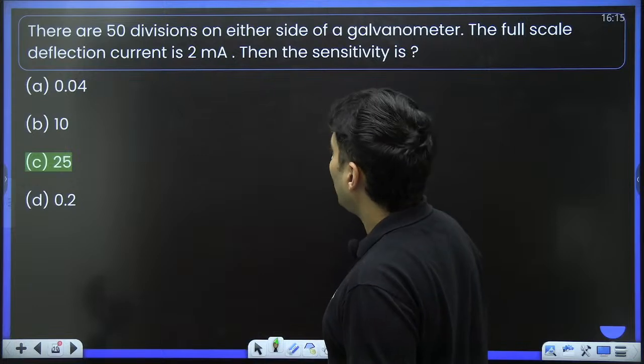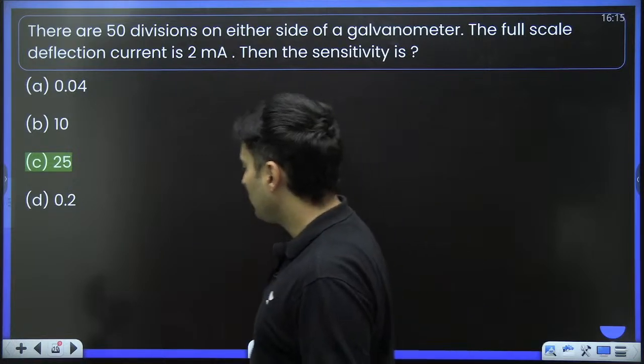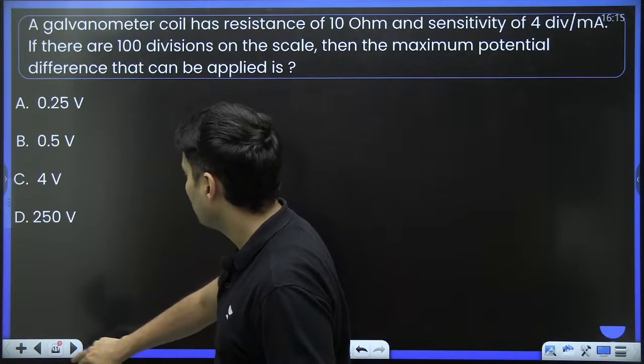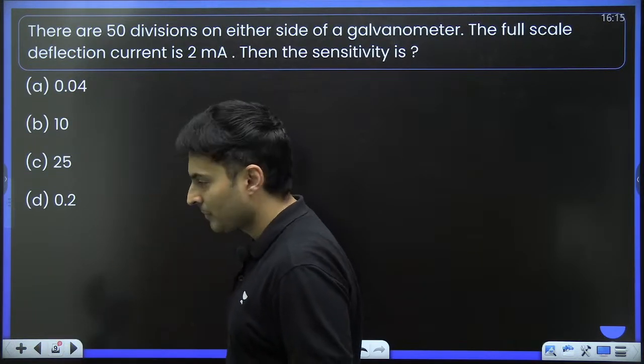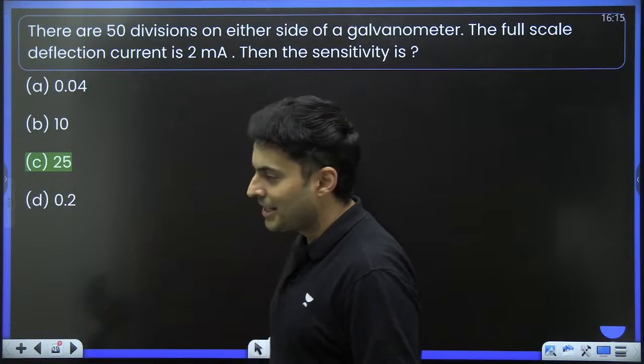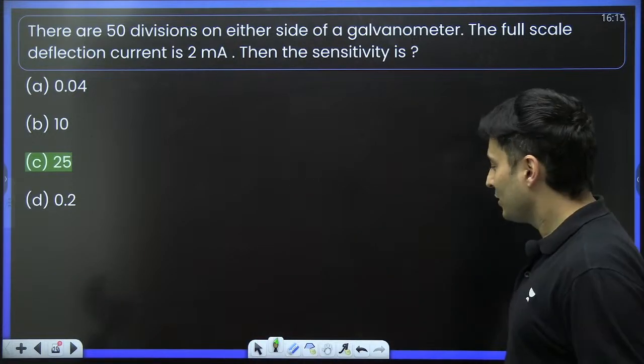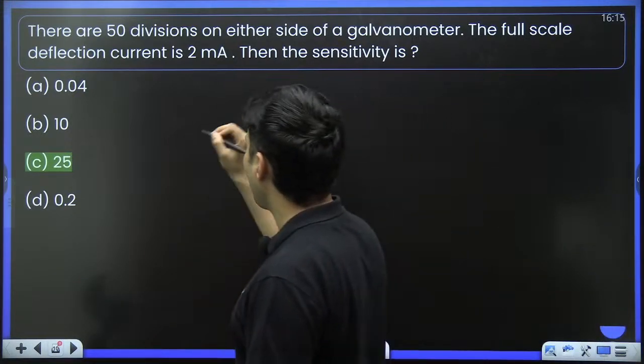Oh, the answer is already marked. Why is the answer marked? Don't tell me the question was on the next slide. Oh, I think I just moved the slide by mistake and went to the next one. Anyways, the answer is C, but let's see how we get it.